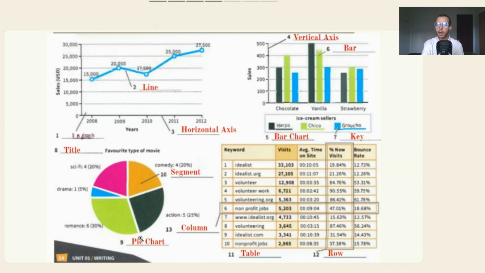The last is our pie chart. Within a pie chart, you have segments. Segments can be any size, but it's one piece, one category. When talking about segments, you can easily say, refer to the largest segment. The largest segment is the romance type of film with 30%. The smallest segment is drama. Good. Now, specifically, we need to get into more vocabulary, how to use verbs and nouns.